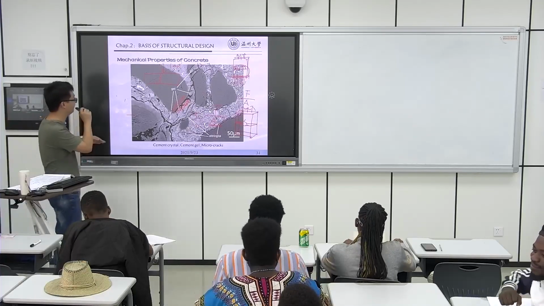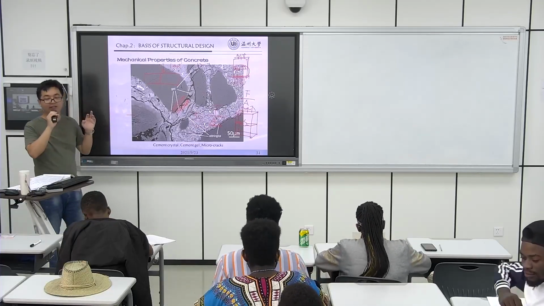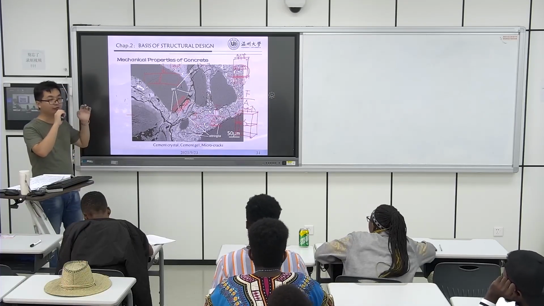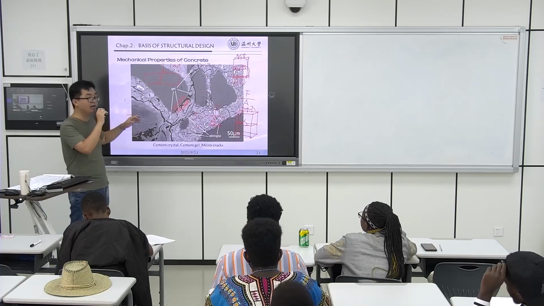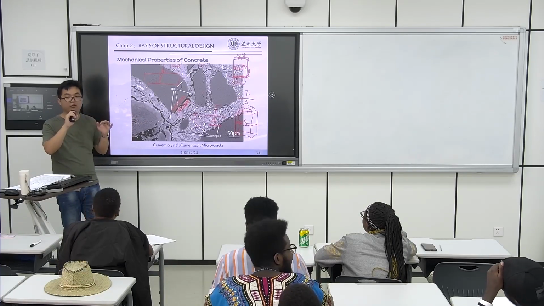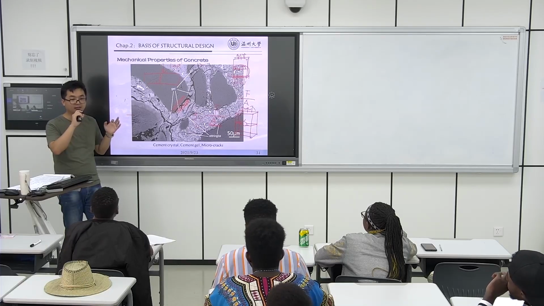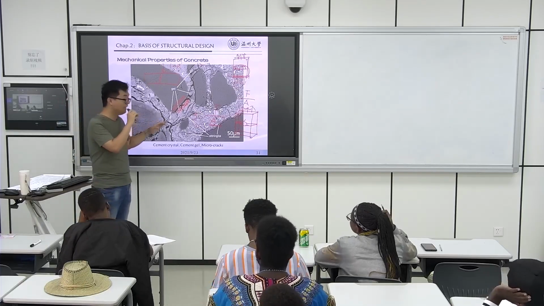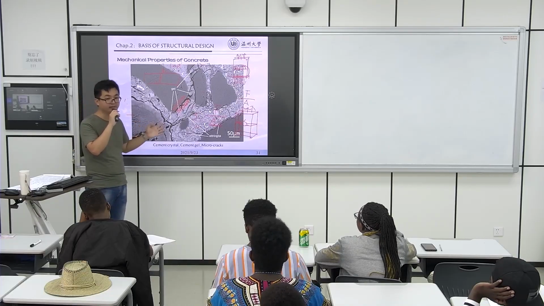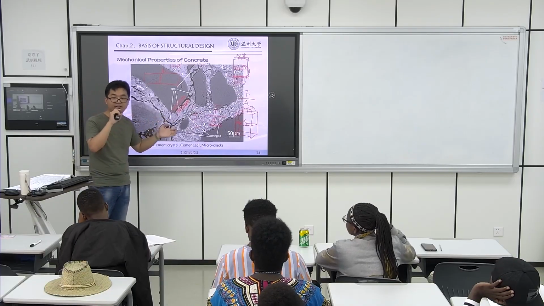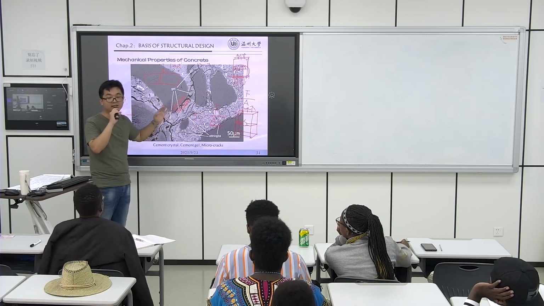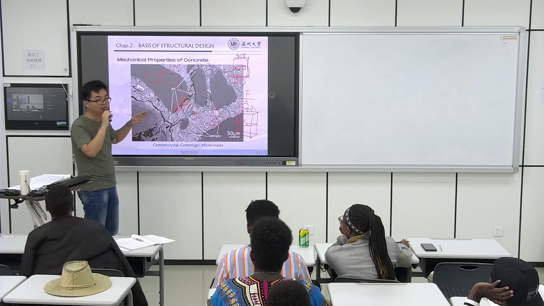Okay, let's continue. Here we can use the stress concentration to explain why the crack always develops from a micro crack. The micro crack always exists in the concrete because of these two materials. They are different.